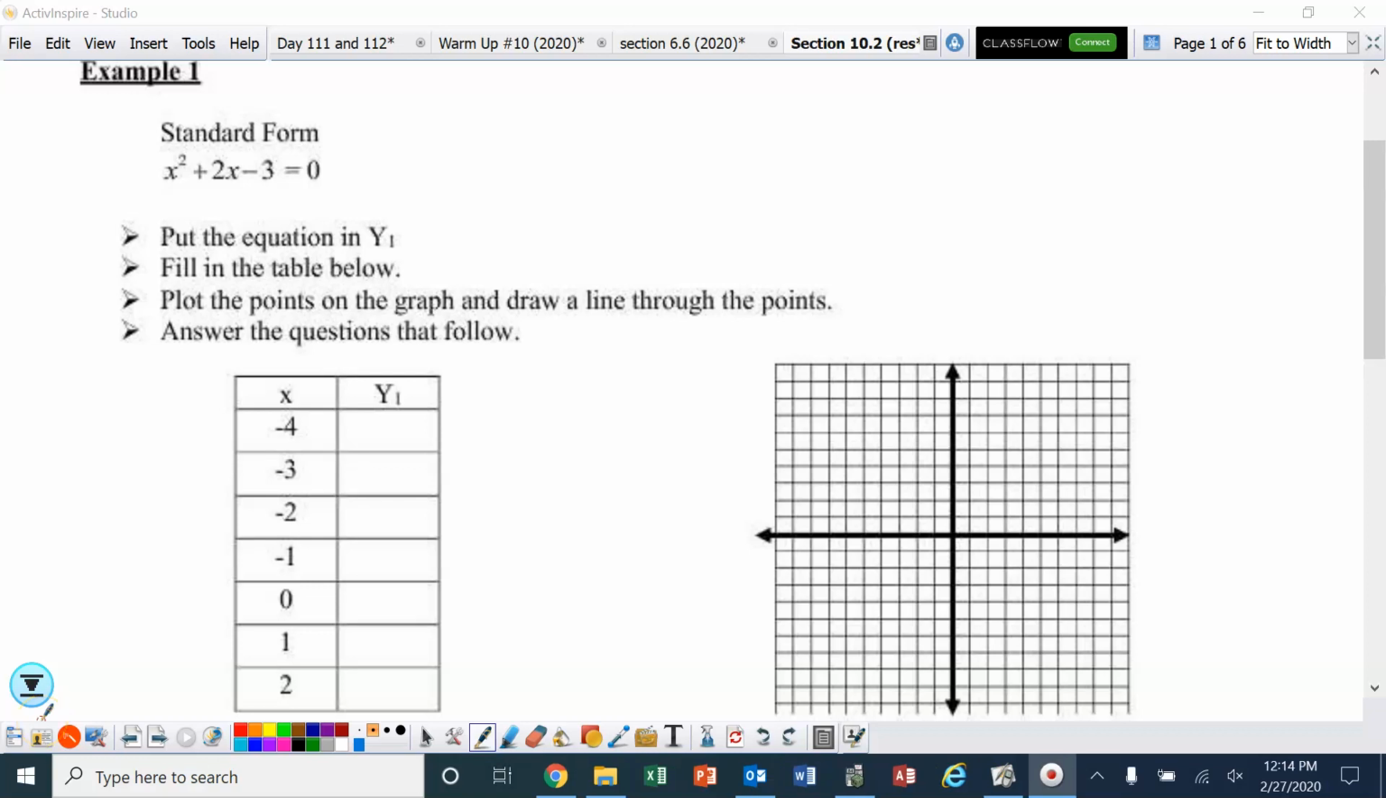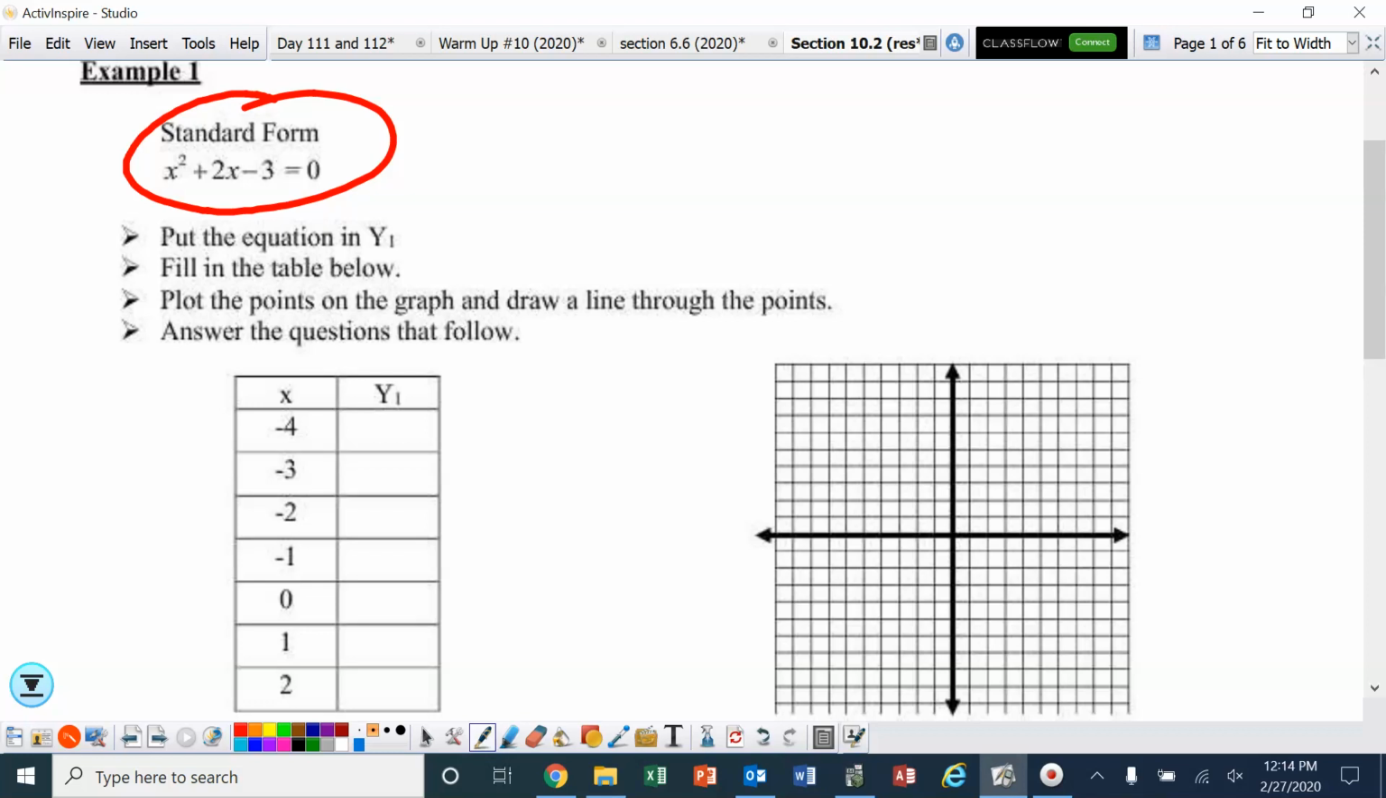Hello, ladies and gentlemen. Let's take a look at different quadratic forms. So the first example, we have the standard form of an equation. What we're going to do is put the equation in y1, fill in the table, plot the dots, draw a line through those dots, and answer the questions below.